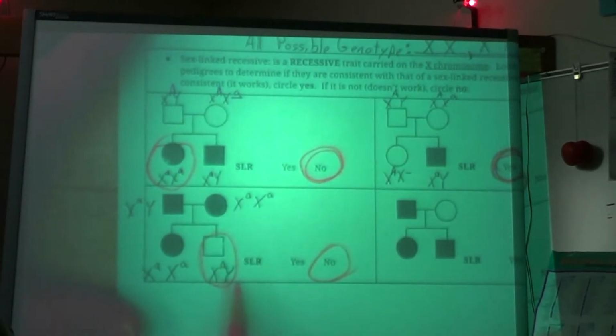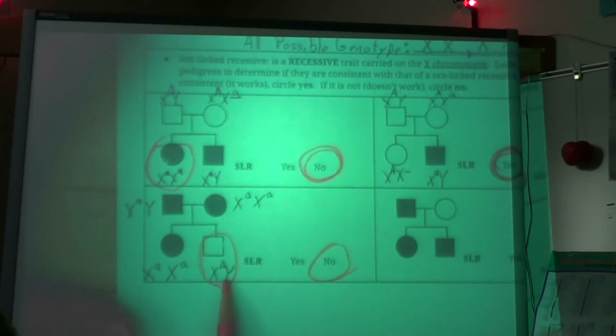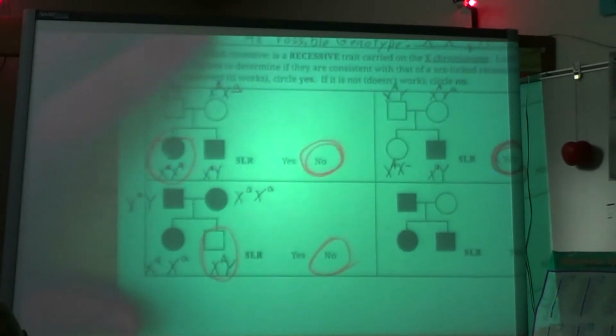Because where did this Y chromosome come from? Dad. It came from Dad, and so this X chromosome came from Mom. Does Mom have an X big A? No, she doesn't. So that's where the inconsistency is. Those are the ones that do.